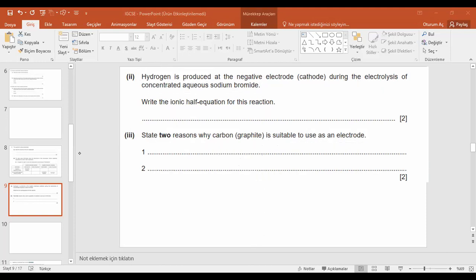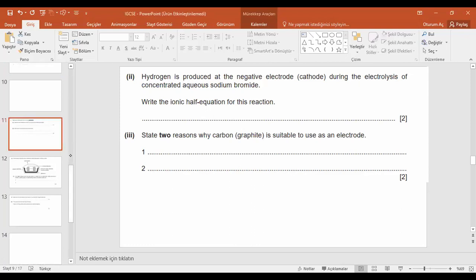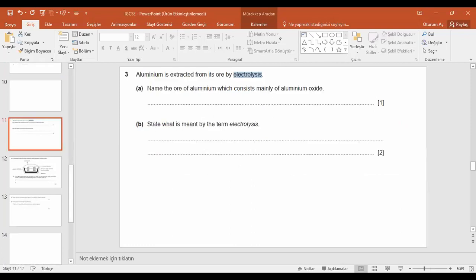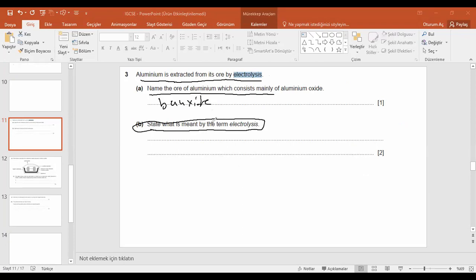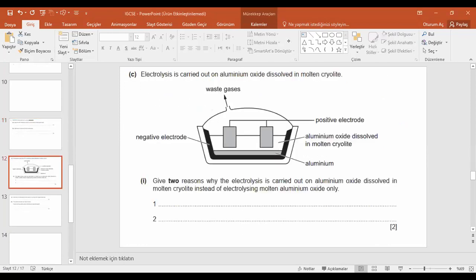Another set of questions we're going to see now. Aluminium is extracted from its ore by electrolysis. Name the ore of aluminium. So I suppose all of you know it is bauxite. State what is meant by the term electrolysis. We defined electrolysis in the previous questions. So let's move to the next one.